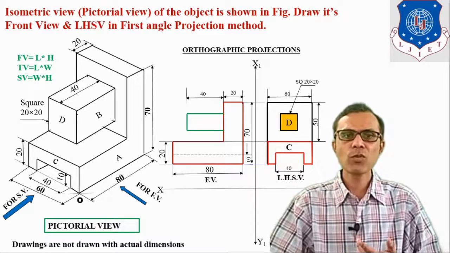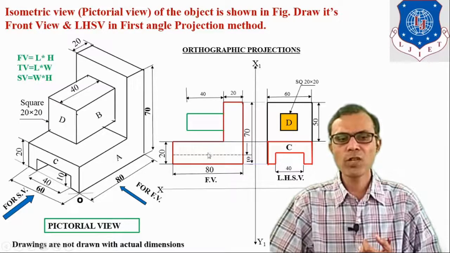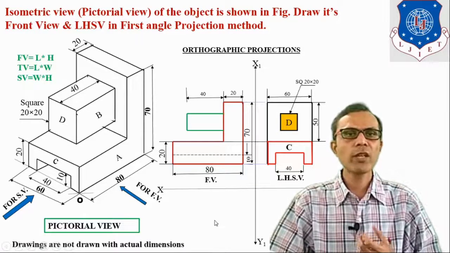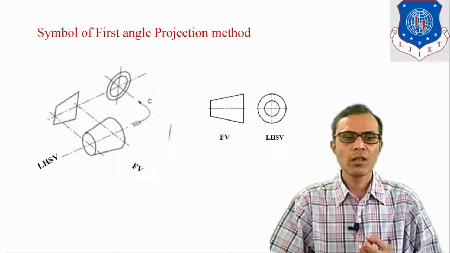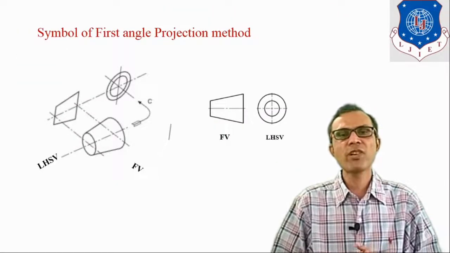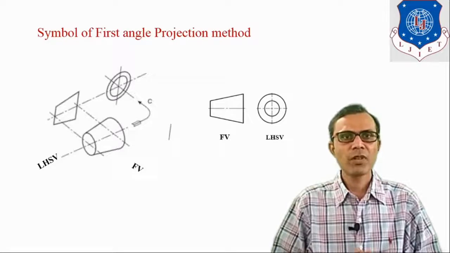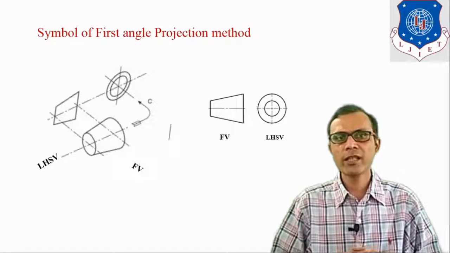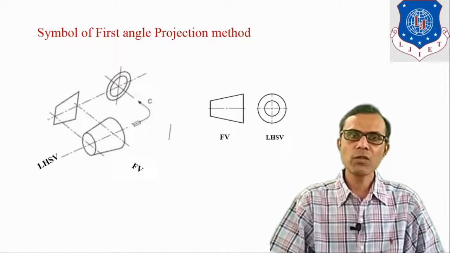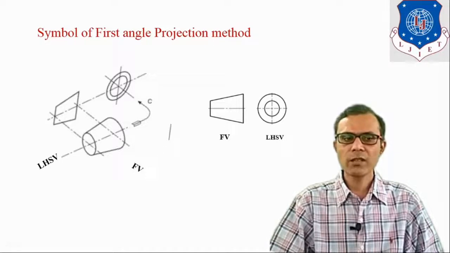If top view is also asked to draw, then top view is drawn below front view. So it will be located over here. According to the question, we have to draw the required views. Now let's see the symbol of first angle projection method. Frustum of cone is considered a standard symbol for the projection method. Here you can see it is frustum of the cone.